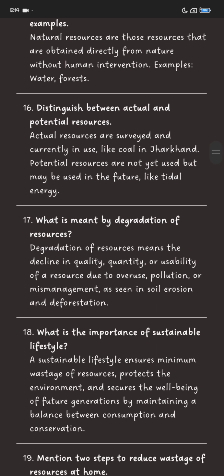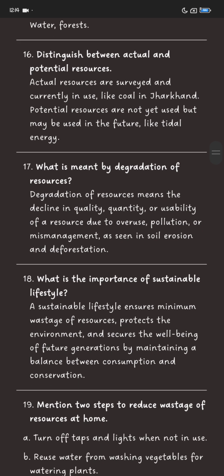Distinguish between actual and potential resources. Actual resources are surveyed and currently in use, like coal in Jharkhand. Potential resources are not yet used but may be used in the future, like tidal energy.